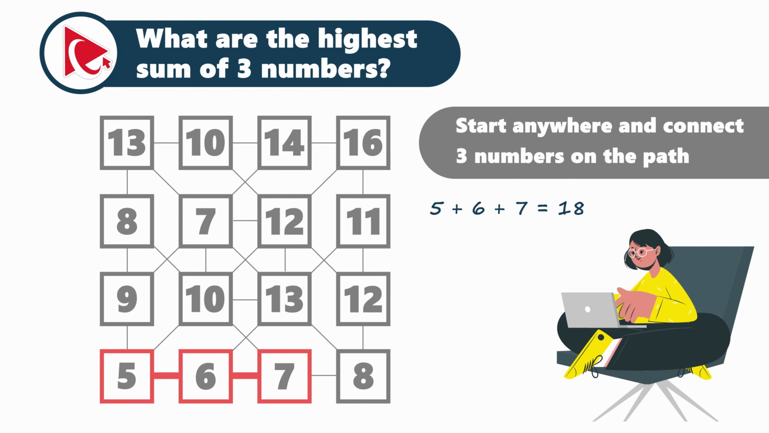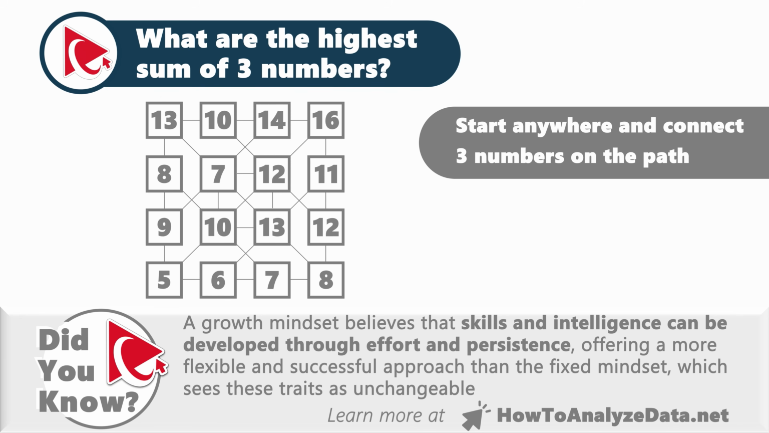5 plus 6 plus 7, that's one path. 5 plus 10 plus 12 is another diagonal path. And 5 plus 9 plus 8 is another path. Which path do you think has the highest sum of 3 numbers? And now it's your time to shine. So get ready, set, and go.